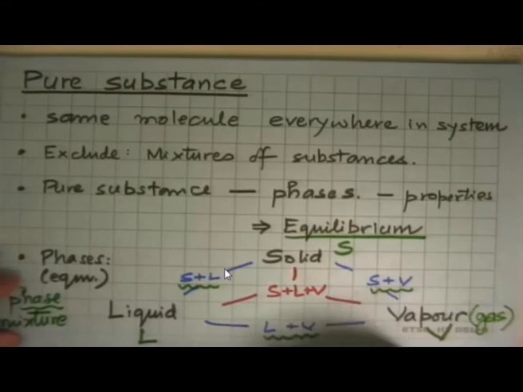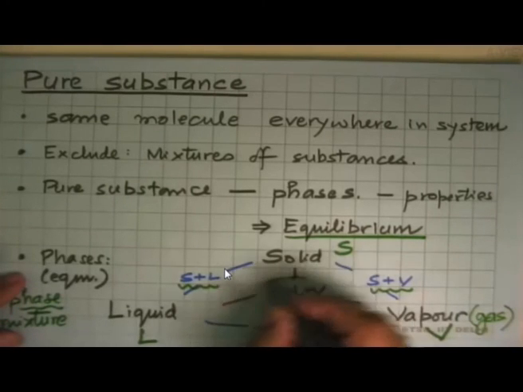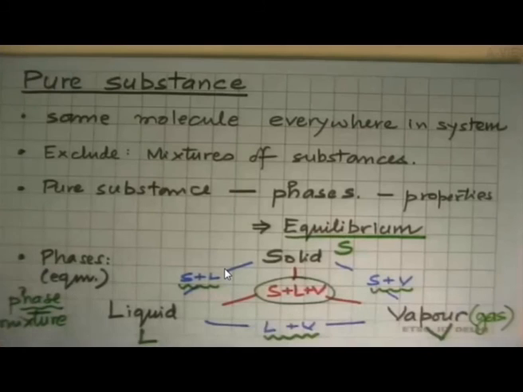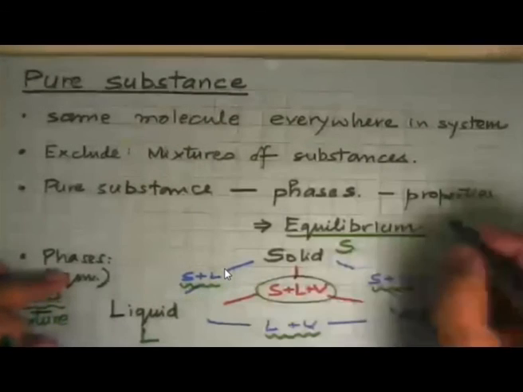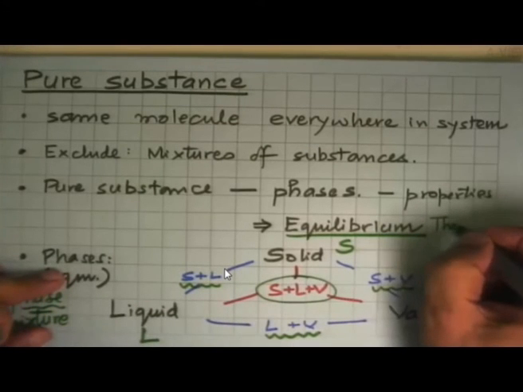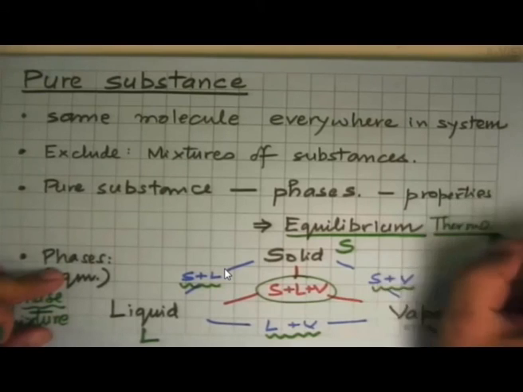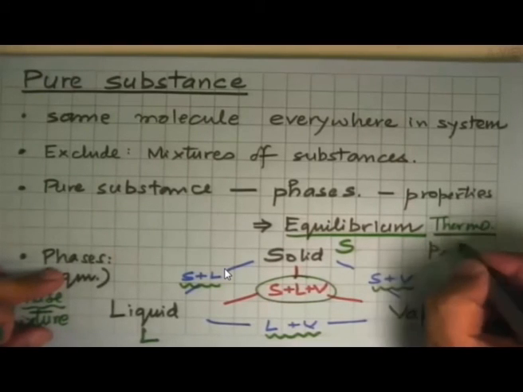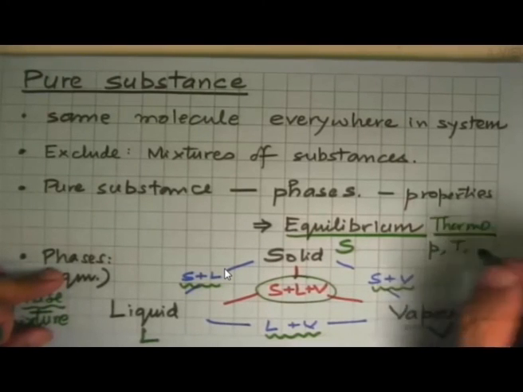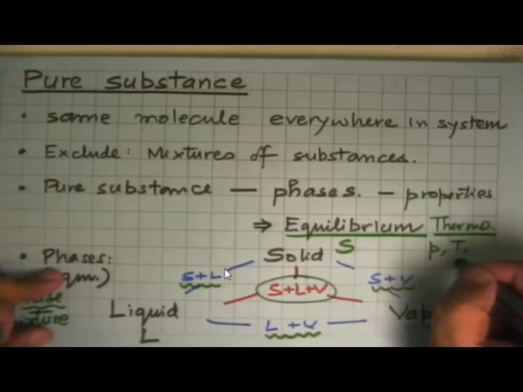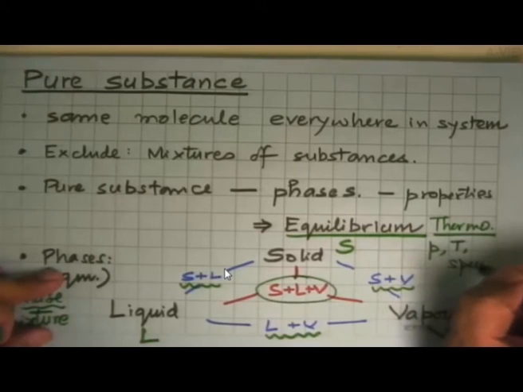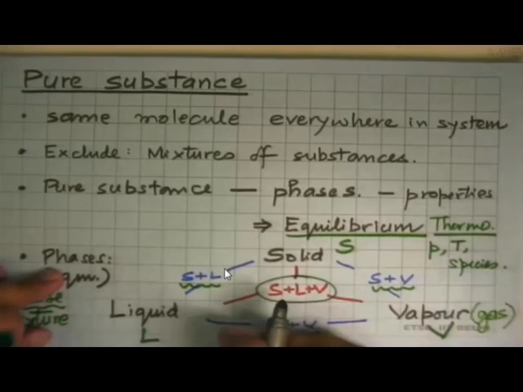And yet one more is possible where all three phases, solid, liquid and vapor, all three exist together in thermodynamic equilibrium. What that means is that when they are in thermodynamic equilibrium, it means that pressure everywhere is the same, temperature everywhere is the same, and species concentration, in our case it is only one species, that is the same.